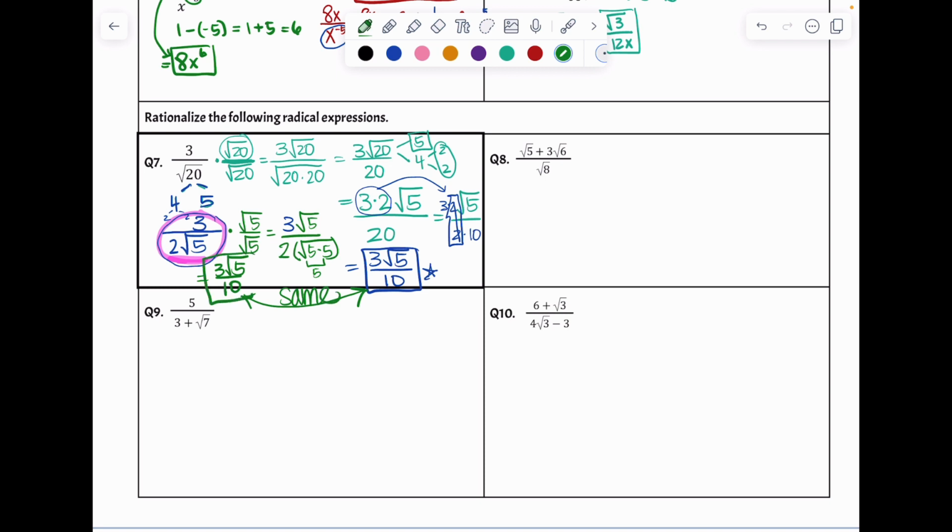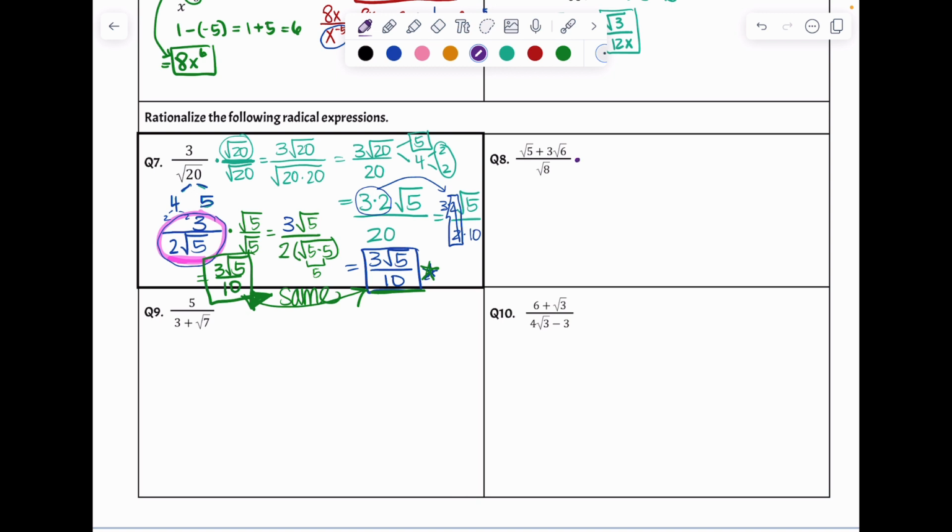So it doesn't matter which way you go about it. If it is easier for you to not simplify the denominator first and just use square root of 20 over square root of 20, totally fine, because at the end you should end up in the same place if you did it correctly. All right, question 8.